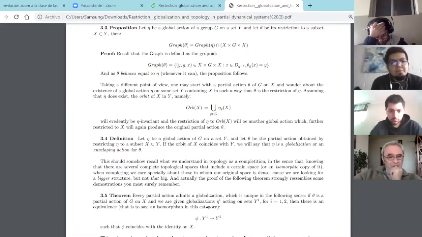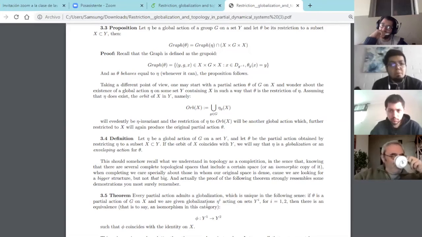And here I wanted to make the comment that this should somehow recall what we understand in topology as a completion, in the sense that we know there are several complete topological spaces that include a certain space or an isomorphic copy of it. But when completing, we care especially about those in which the original space is dense, because we are looking for a bigger structure, but not that big.